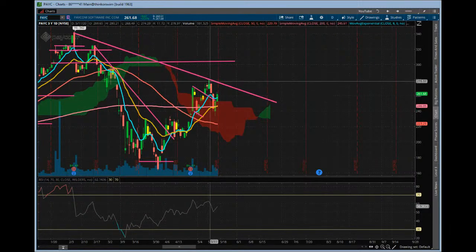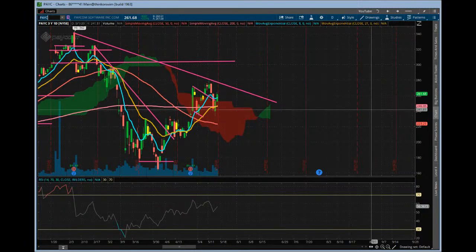Okay, so one of the big levels here that it needs to get above is this geometric line right here. Tag and tag, right? So it's got to try to get above that. Otherwise, there could be potential resistance.